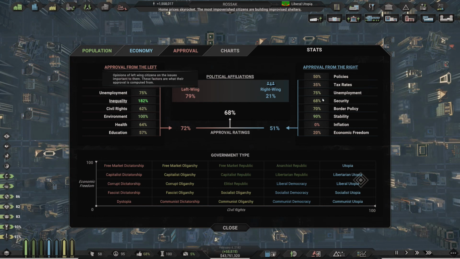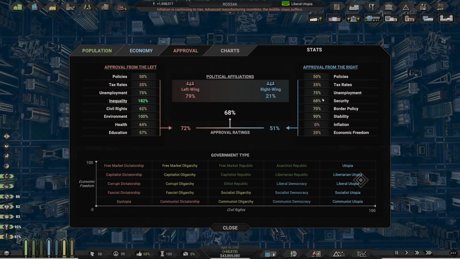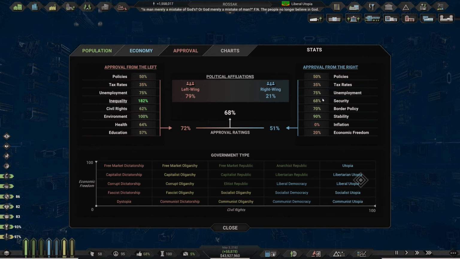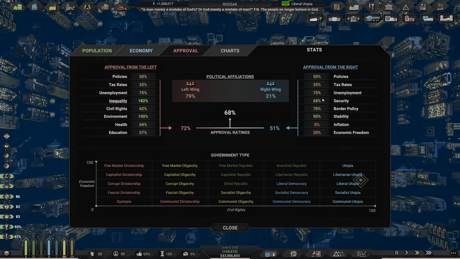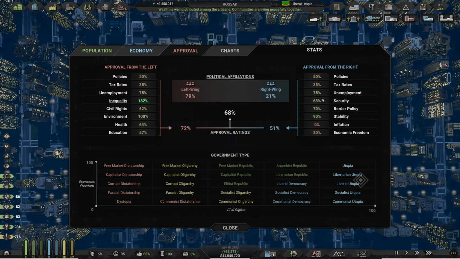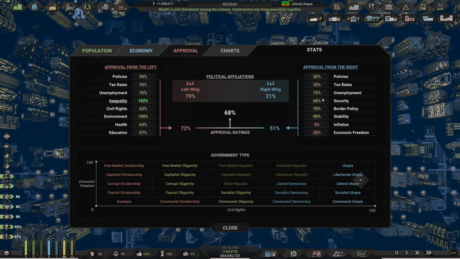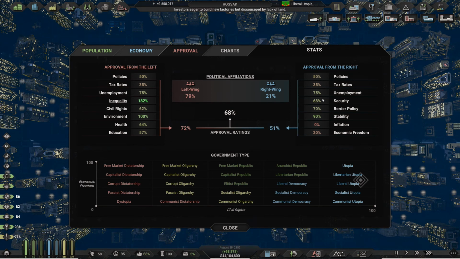And you can see that various things affect approval: policies, tax rates, unemployment, inequality, civil rights, environment, health, education. Right here on inequality, I'm scoring really high on the left. Now on inflation, I'm scoring really low on the right. So looking at my tax rates, 35% on both sides, I probably have to raise tax rates a little bit. The unemployment looks pretty good. Economic freedom is kind of dogging it at 20% on the right.